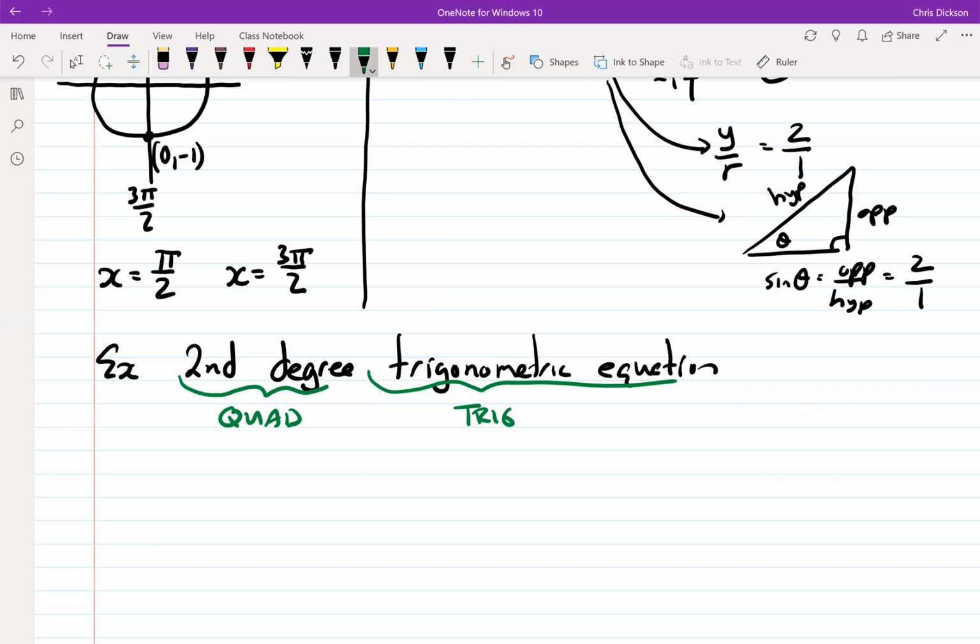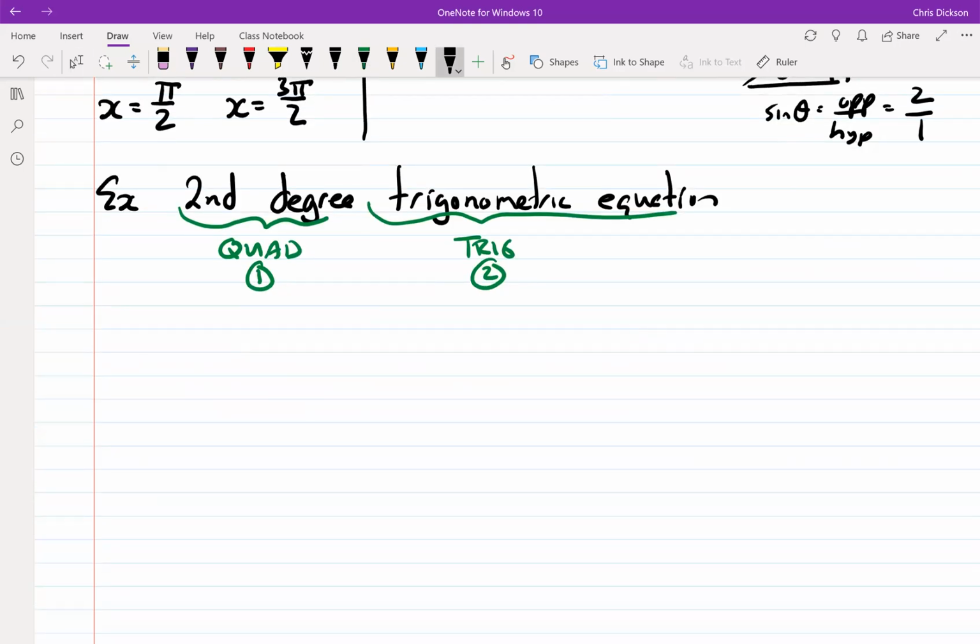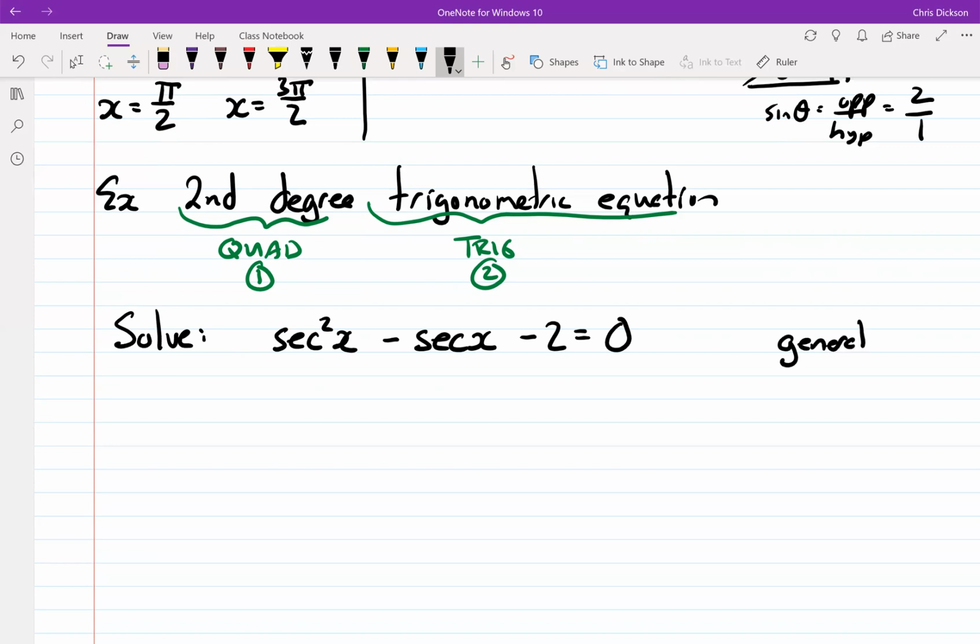So 2 parts. It's usually a benefit to try to do this in 2 separate stages. So I'm going to deal with the grade 11 quadratic part first, and then the trigonometric part second. So here's the question. Solve for secant squared x minus secant x minus 2 equals 0. Okay, and we'll do a general solution for this one.